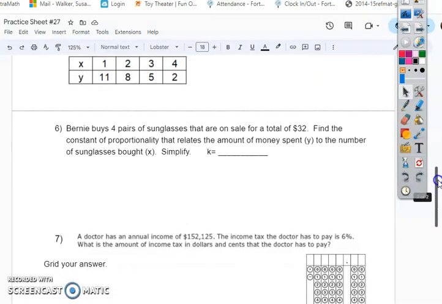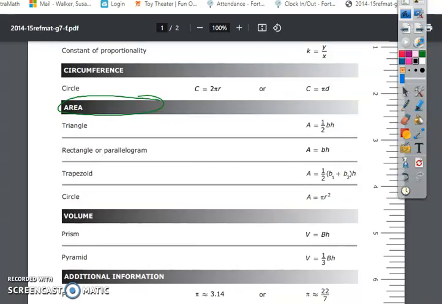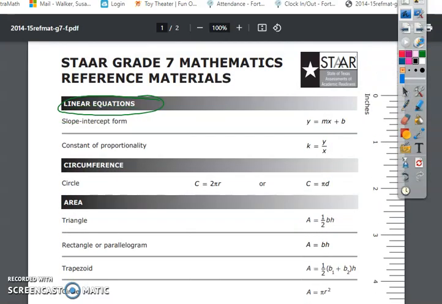Number 6, Bernie buys 4 pairs of sunglasses that are on sale for a total of $32. Find the constant of proportionality that relates the amount of money spent, Y, to the number of sunglasses bought, X. I don't understand why we were struggling so much with this. The question is asking for the constant of proportionality. I don't have to remember it. I can look right here on my formula.